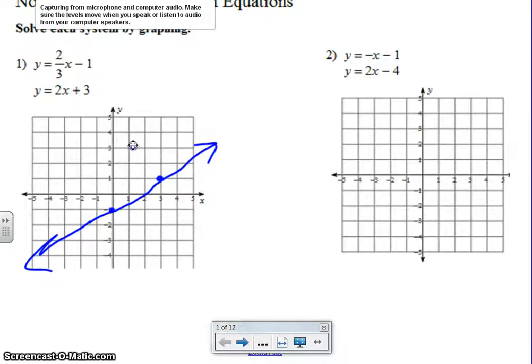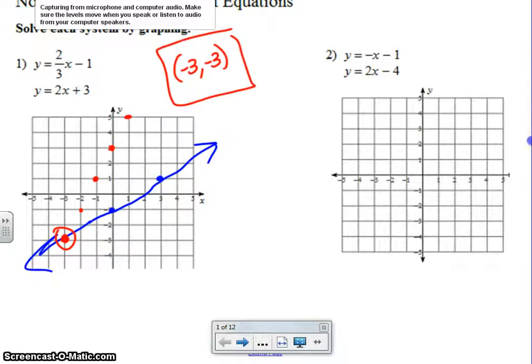My next line I'm going to do in red, 2x plus 3, means we start at a y-intercept of 3. Normally I'd shift up 2 and right 1, but I could also shift down 2 and left 1, and that would still give me a positive slope. Had I done a little better job of graphing, I could see that this red line and this blue line would intersect at the ordered pair -3, -3, left 3, down 3. So the solution to this system is always going to come in ordered pair notation, so -3, -3.